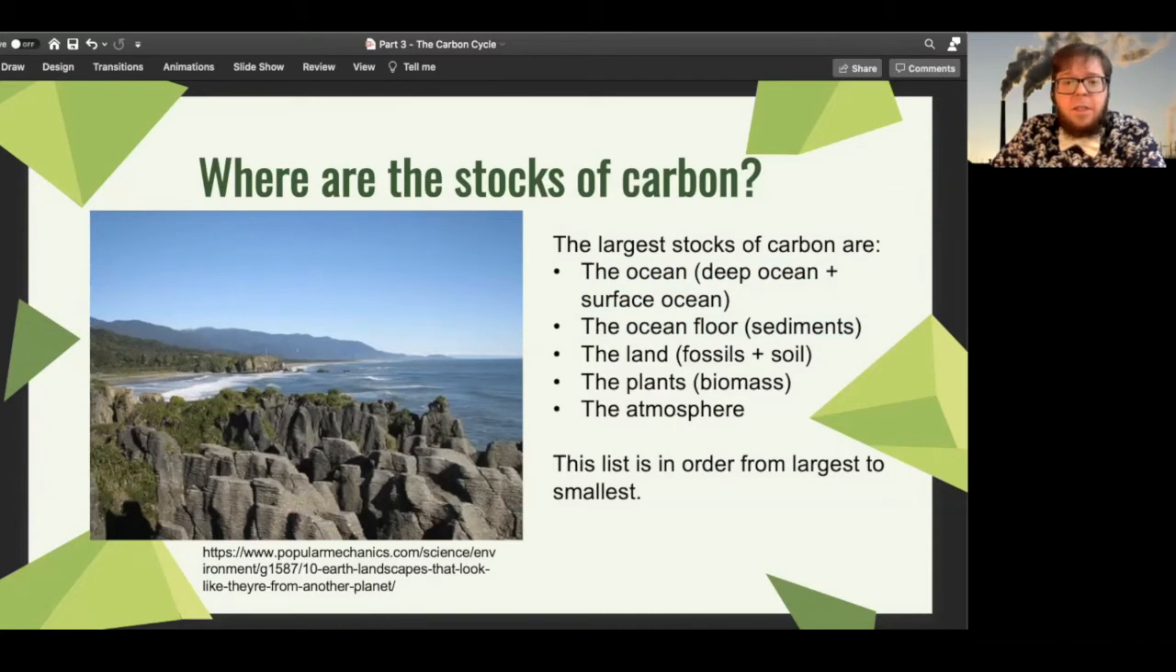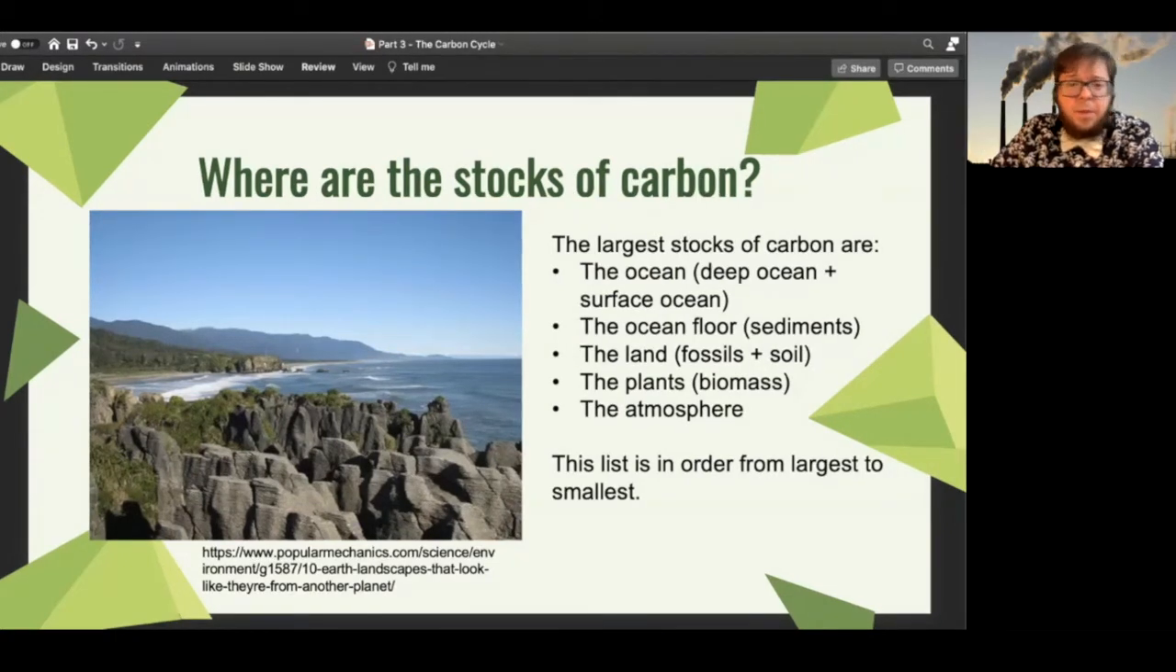You can actually see every single example that I just listed in this picture, which is of course taken in New Zealand, because where else would you find a picture like this?